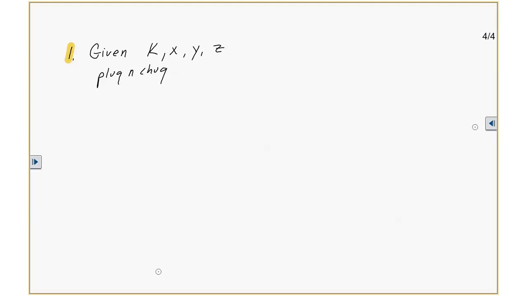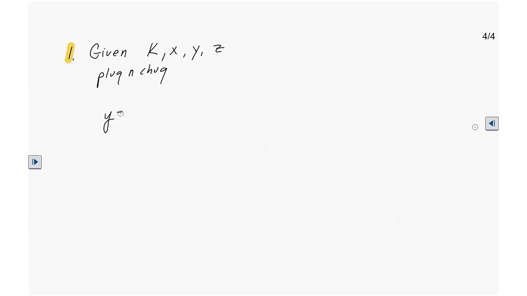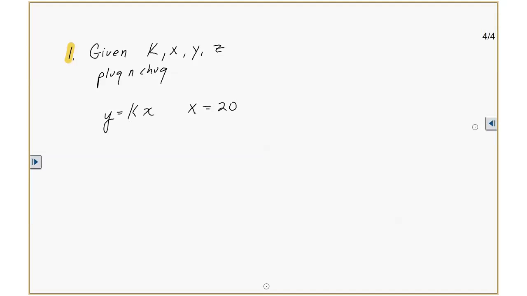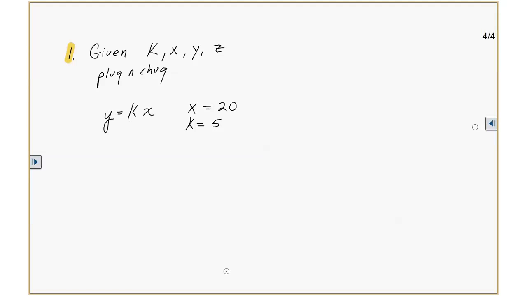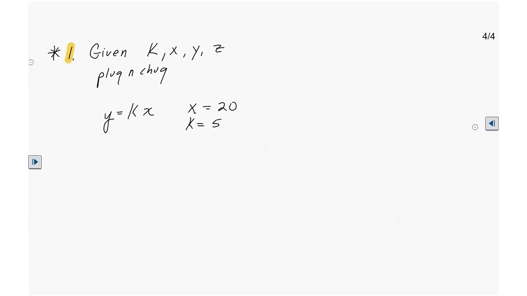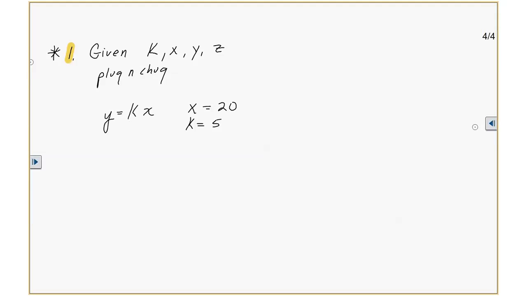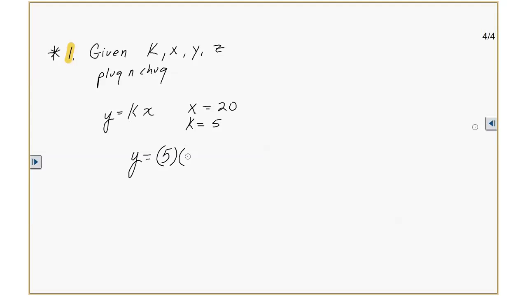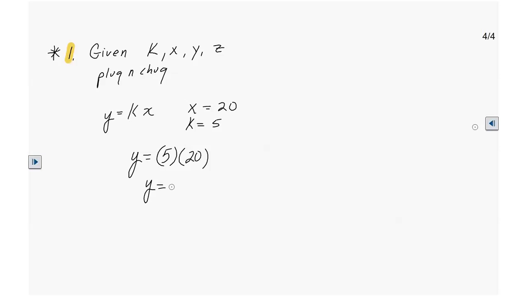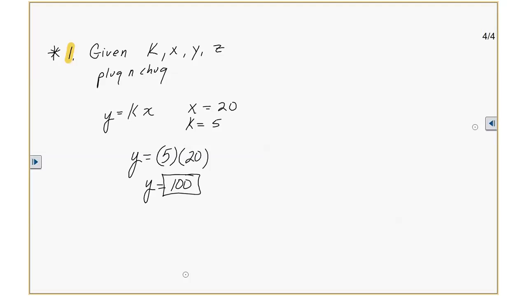In other words, they're going to say Y is equal to K times X, and X is equal to 20. And what are you going to do with X is equal to 20 and K is equal to 5? What are you going to do with those two numbers? Plug and chug. So the simplest problem that you're going to get with these problems is plug and chug. So Y is equal to K times X, which is 5 times 20, so Y is equal to 100. Okay, that's the simplest question that you'll get in 6.4.